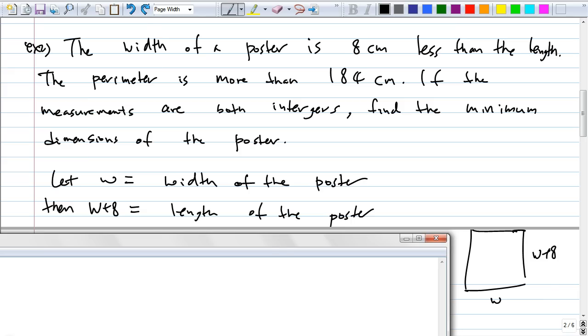First of all, we're going to start with the formula. Who remembers the formula for the perimeter of a rectangle? Because that's what a poster is, right? This poster is a rectangle, because you've got length and width. Tina? So 2W plus 2 times W plus 8 is greater than 184.